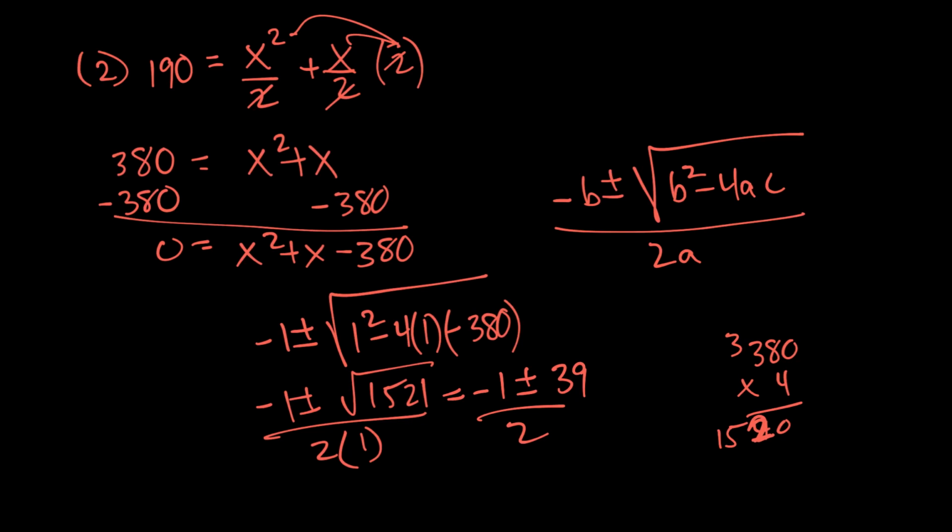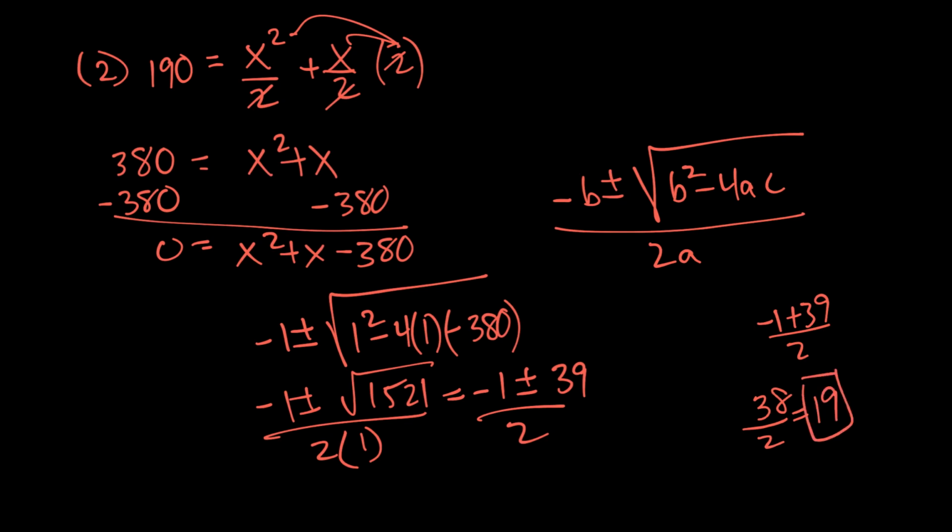And then we have... Oh, I can't erase that. Why can't I erase that? There we go. I have two choices. I can have negative 1 minus 39 over 2, or I can have negative 1 plus 39 over 2. And this one would give me a negative answer, so that means that's out. That's not going to work at all. I can't have a negative answer. That doesn't make sense. So I have to have a positive answer. And so negative 1 plus 39 is 38 over 2, which is 19. Ha! Step 19.